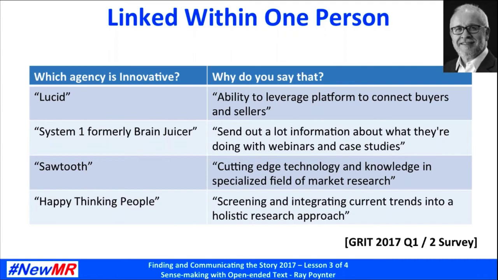Then somebody typed in System 1, formerly Brain Space Juicer. Now, we need to be careful with text because, of course, the real spelling of Brain Juicer doesn't have a space, but that is one of the interesting things about open-ended text. And they send out a lot of information about what they're doing with webinars and case studies. Then Sawtooth, which is cutting-edge technology and knowledge of a specialized field. And then Happy Thinking people, who are a qualitative agency, screening and integrating. And why do you say that? Is linked to the brand they mentioned.